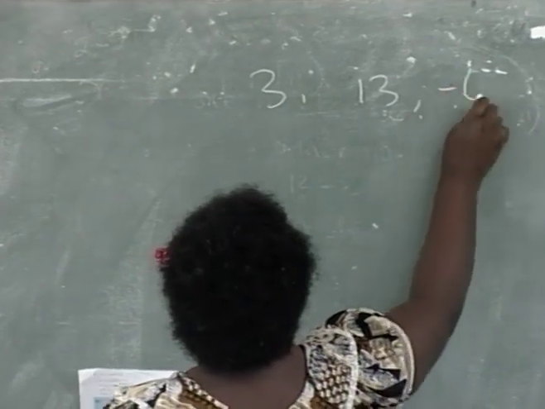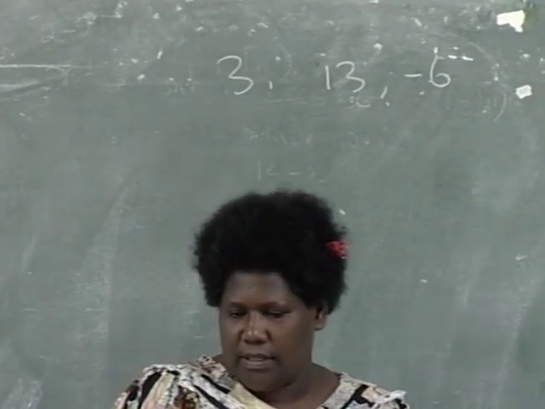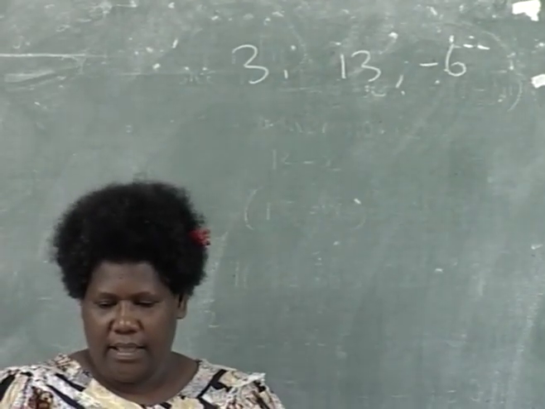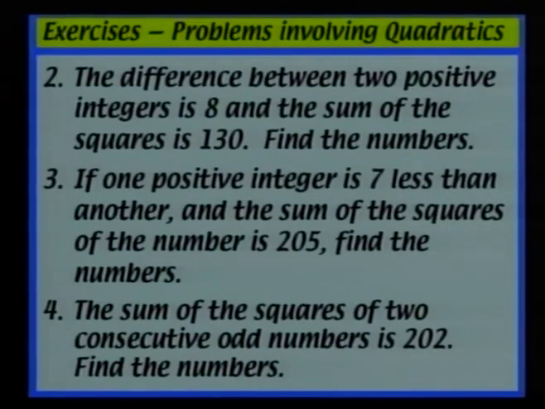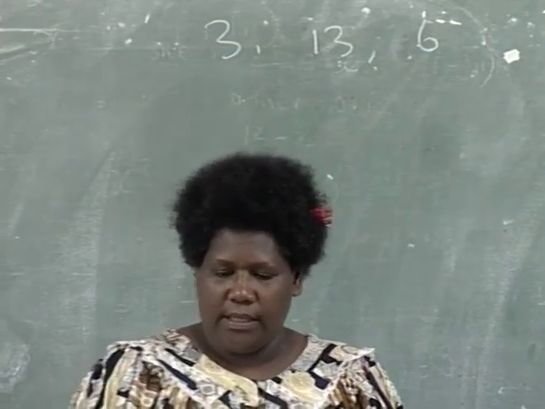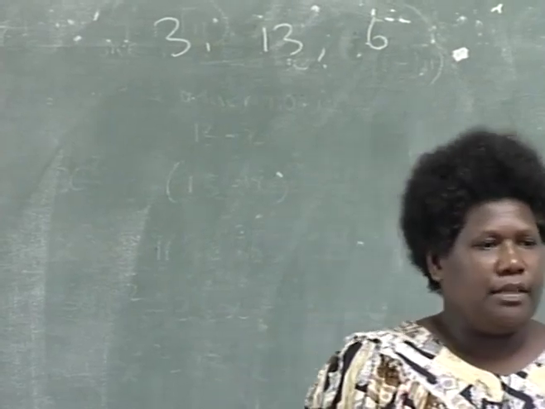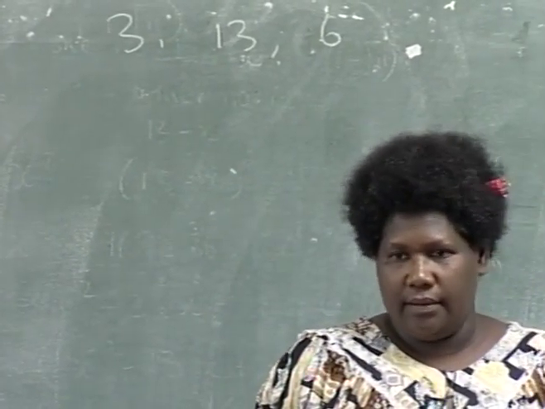13 or negative 6. It says if one positive integer is 7 less than the other, the sum of the squares is 205. Find the numbers. I think it's requiring 2 positive numbers. If one number is 13, is the other negative 6 or positive 6? Positive 6. Okay, so the numbers are 13 and positive 6. If you square 13 and square 6, you will get a sum of 205. And the difference between 13 and 6 is 7.